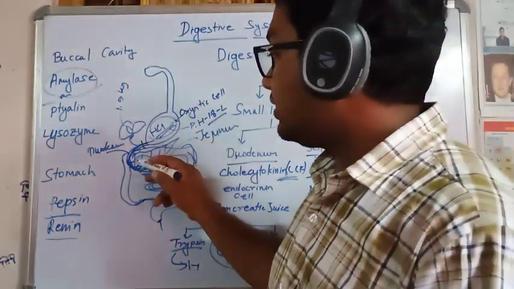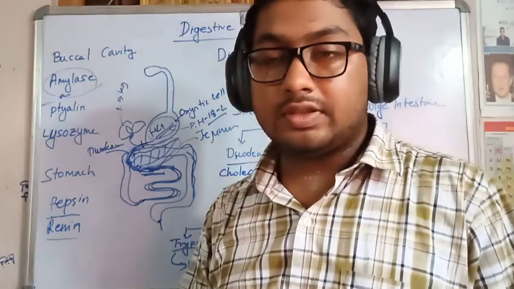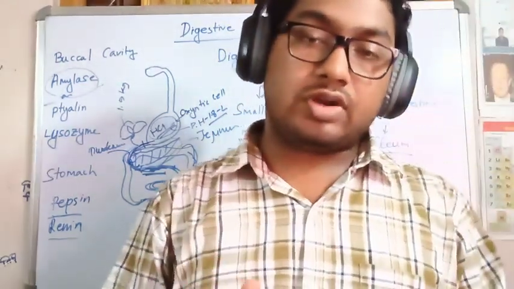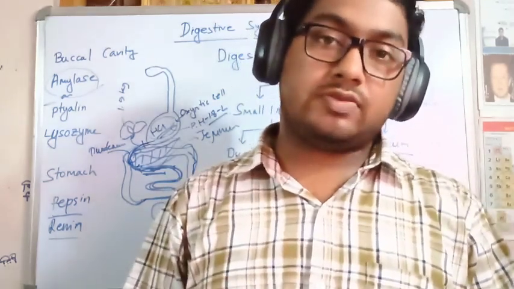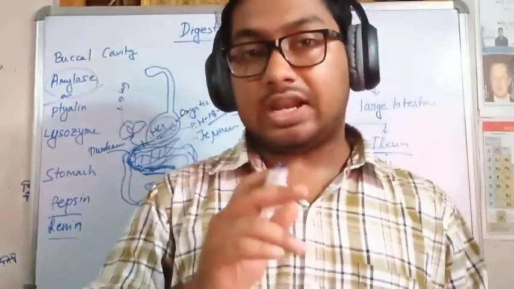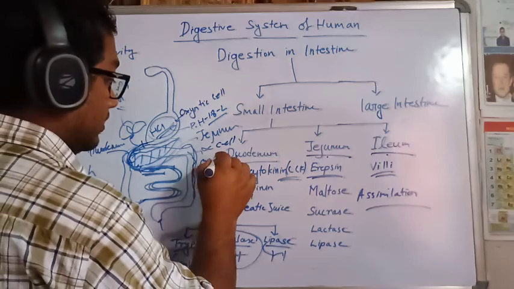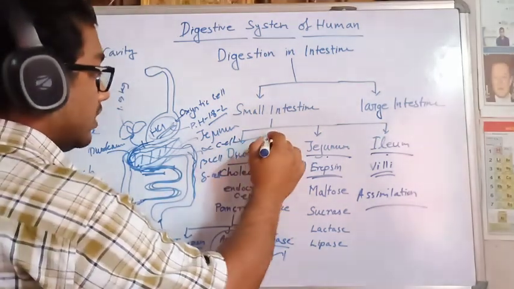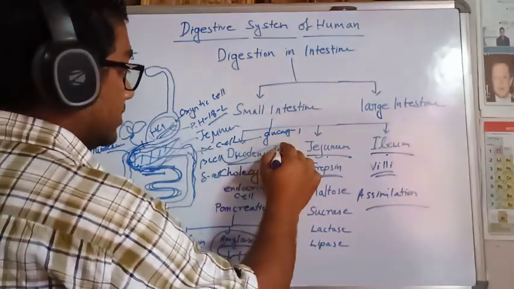And next is the pancreas. In the pancreas there are the islets of Langerhans, discovered by the scientist Langerhans, and there are three cells: alpha cell, beta cell, and delta cell. Alpha cell secretes glucagon, and beta cell secretes insulin.